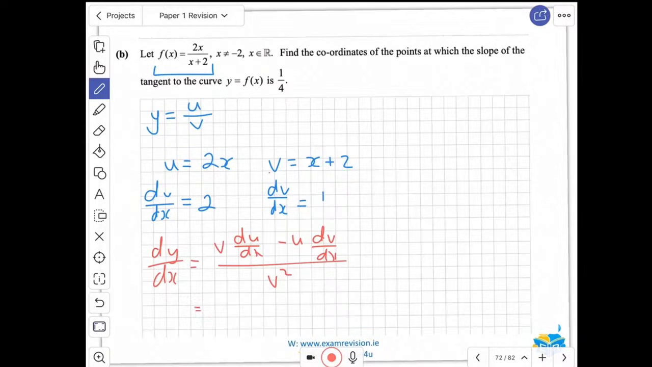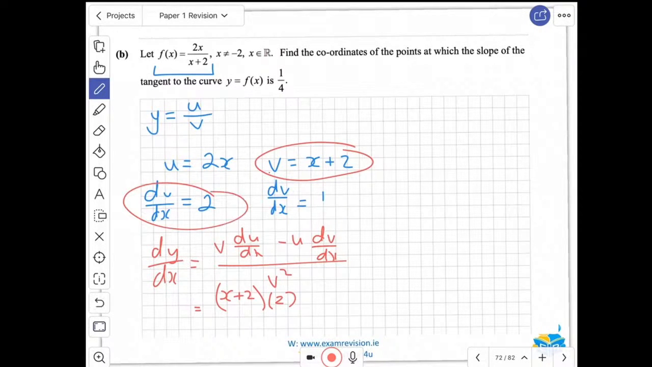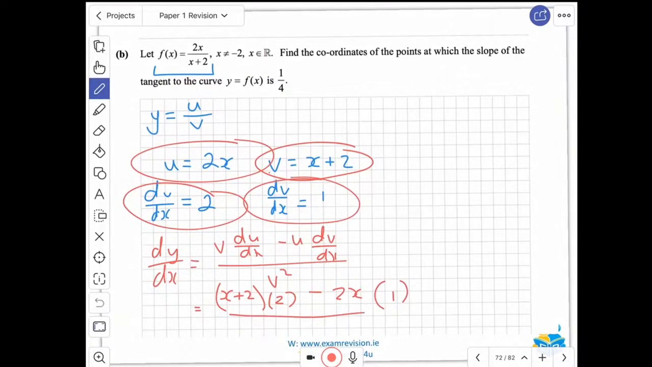So that's going to give me, so I'm just filling everything in: v, so it's x plus 2, multiplied by du dx, which is 2, minus u, which is 2x, multiplied by dv dx. I always like to circle them, because you basically should circle them all once, and then it's over your bottom squared, basically v squared. So it's going to be x plus 2 squared.